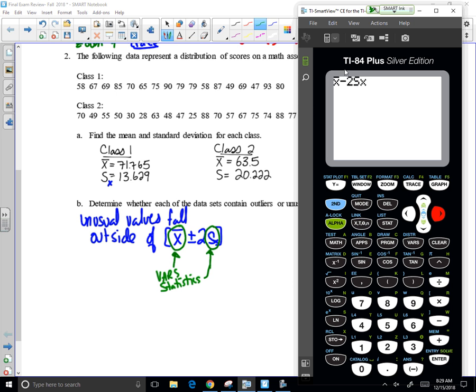This relies on you doing the calculations first, because the calculator needs to know what x bar and sx are. But once you've done this, it's stored in there, and I can hit enter, and I get that. Now I need the x bar plus 2s. So hit the up arrow, recall that function, go back and change the minus to a plus. And now I have my interval.